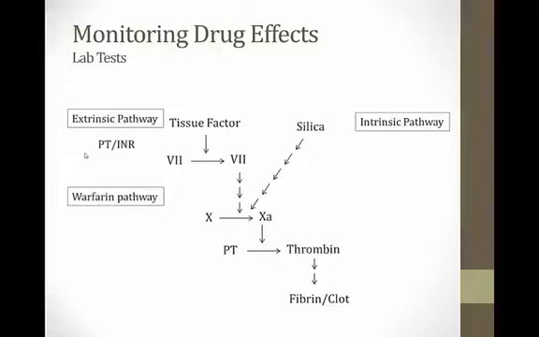Warfarin, on the other hand, is monitored by the PT-INR in the extrinsic pathway, and the reason for this is because factor 7 has the shortest half-life of all the factors affected by warfarin, so its level will fall first, and the extrinsic pathway will become abnormal first. If you wait for the intrinsic pathway to be affected, you will be waiting a long time. This is the much more sensitive pathway to monitor.